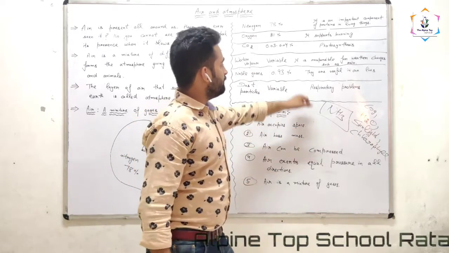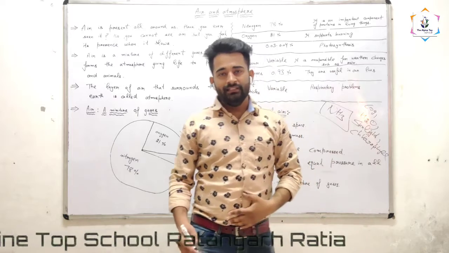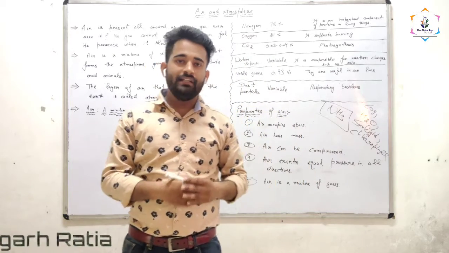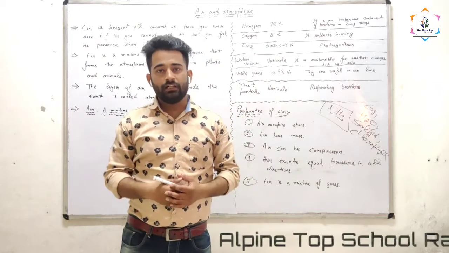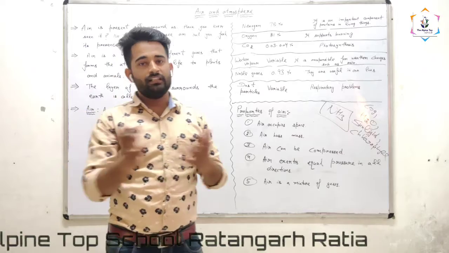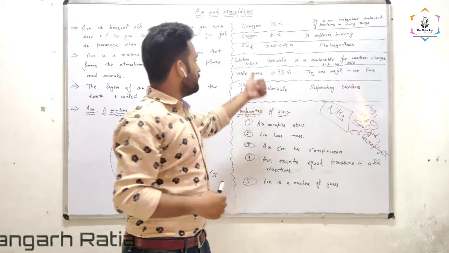What is the function of water vapor? It is responsible for weather changes such as rain. It means if the water vapor increases in the atmosphere, what will happen? It will form clouds. As it forms clouds, what will happen? Rain. It means water vapors are responsible for the change in the weather. Clear?